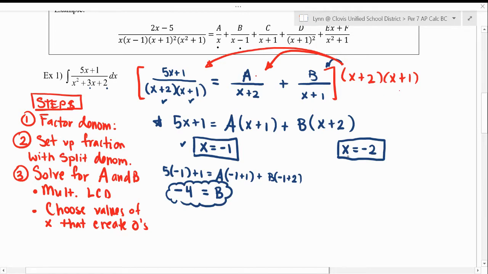So now I want to solve and do this all over again, and I'm going to replace x with -2. Okay, so I'm going to do the same equation, but replace x with -2. So that would be 5 times -2 plus 1 is equal to a times -2 plus 1, and plus b times -2 plus 2. So this would be -10 plus 1, which is -9. And then -2 plus 1 is -1a. And then that would just be 0. And then when I divide by -1, I would get a is equal to 9.